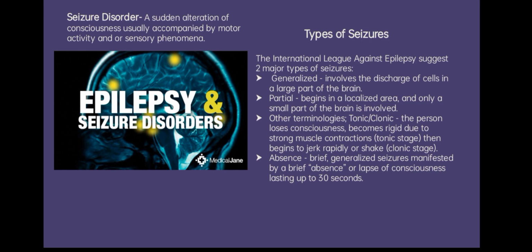So, for the other terminologies, tonic and clonic, the person loses consciousness and becomes rigid due to strong muscle contractions, which is the tonic stage, then begins to jerk rapidly or shake, which is the clonic stage. Then for the absence, brief generalized seizures manifested by a brief absence or lapse of consciousness lasting up to 30 seconds.